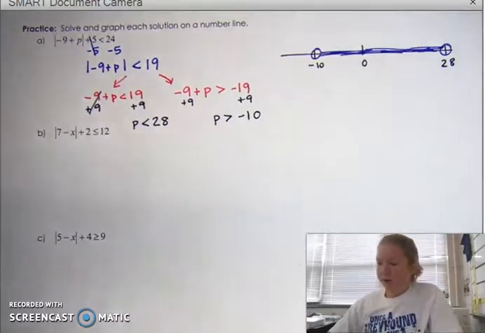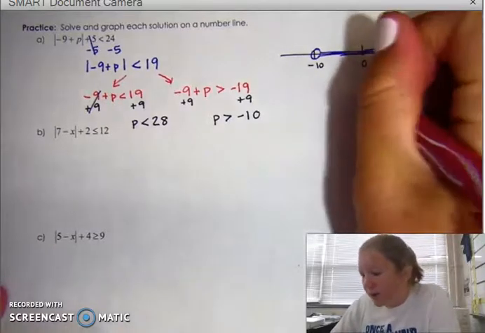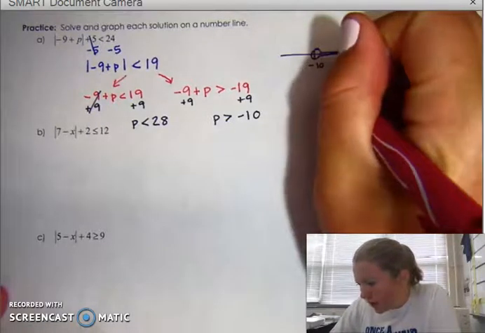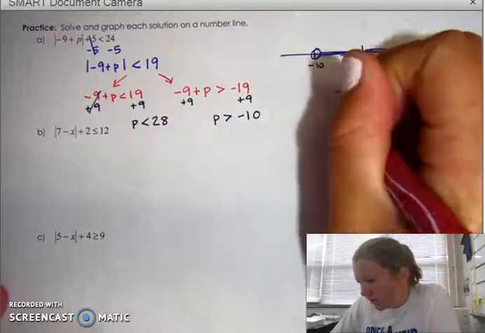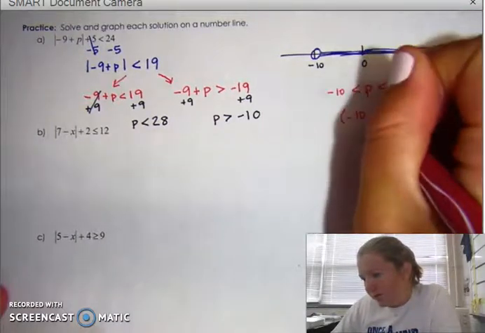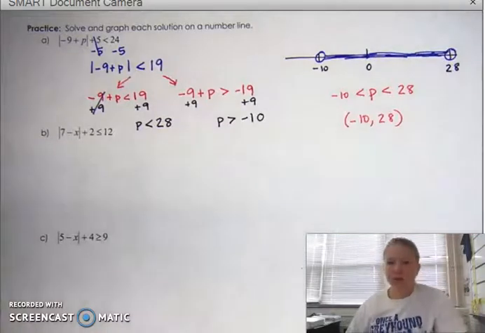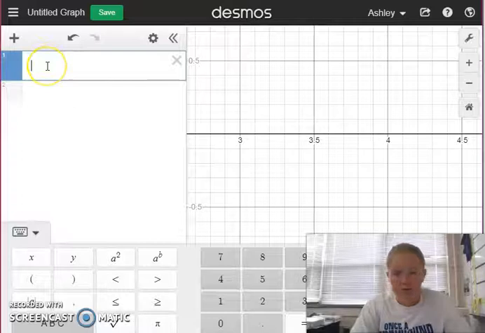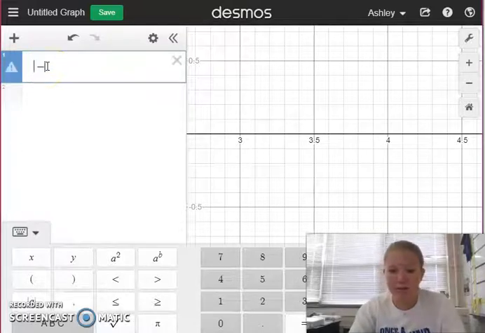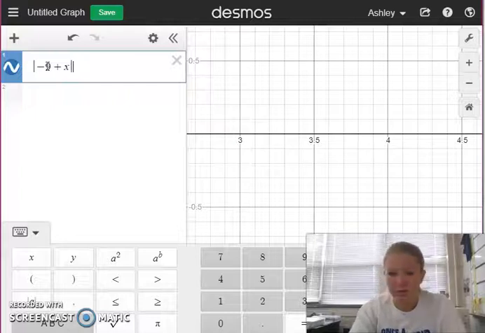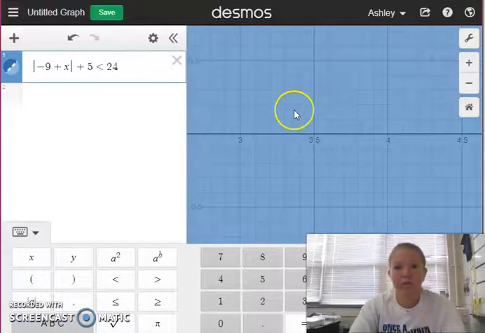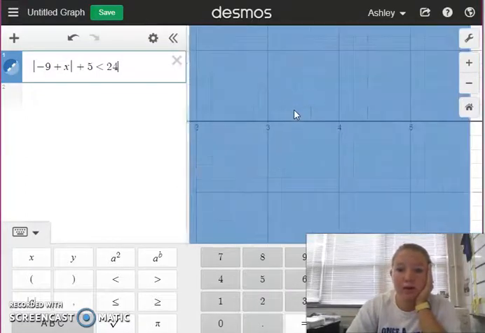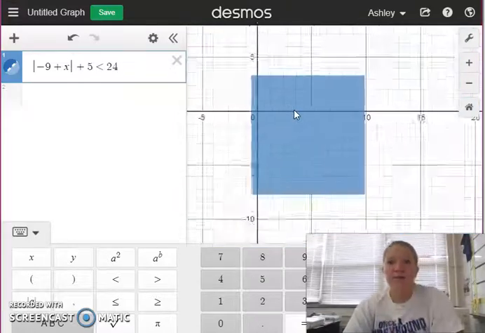If I'm writing this as an inequality, it's going to be P is between negative 10 and 28, or parentheses negative 10 to 28. And let's check that in Desmos real quick. Remember that P needs to become X when we type this in. So negative 9 plus X, and then plus 5 is less than 24. Now we're going to have to zoom out a little bit because we know that these numbers are bigger in this example.